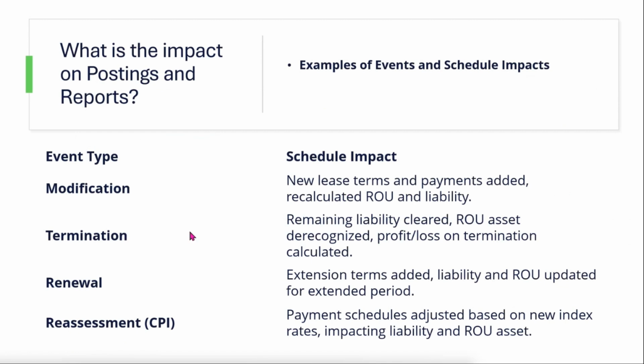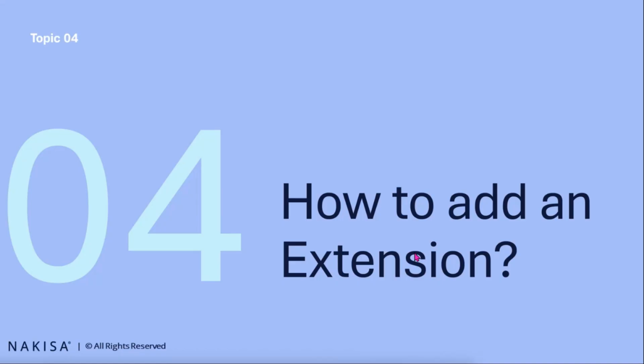Just a few examples of the impact different types of events may have on the schedules. For example, if you have a renewal, you'll see the extension terms added and the liability and ROU both will be updated for the extended period. So we will cover the topic of extension today. I'll quickly go through the slide and then I'll show you on the solution itself.